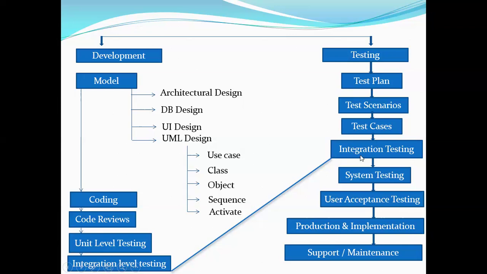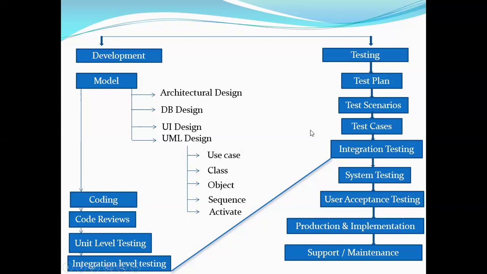Once it is done, you need to start your testing. While you are testing, if you find any defect, what will you do? You will report back to the developer. The developer will fix it and give it to you again. Again you need to test. Once it is working as expected, then you need to move to system testing, then user acceptance testing, then production and implementation. Is it clear, guys? So this is one of the most important ones.